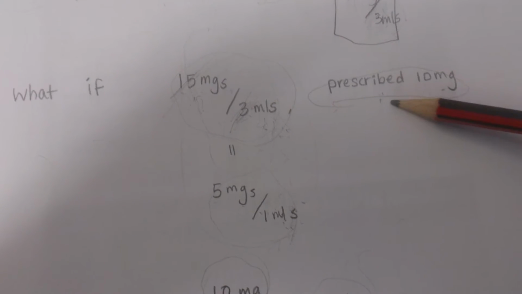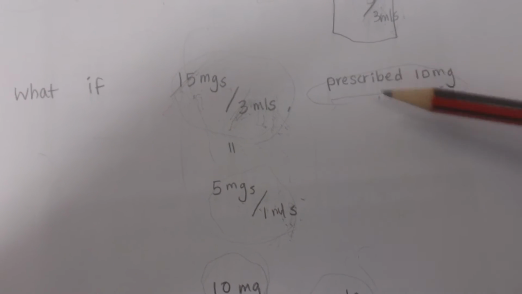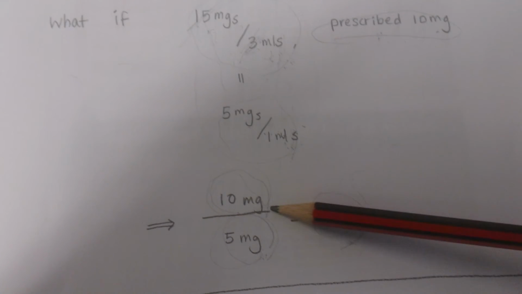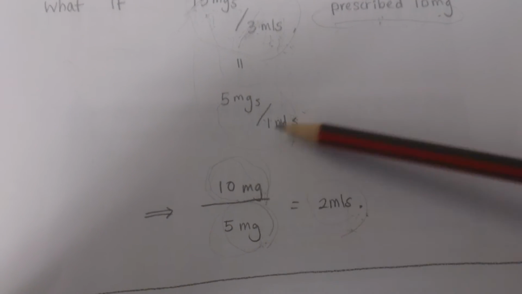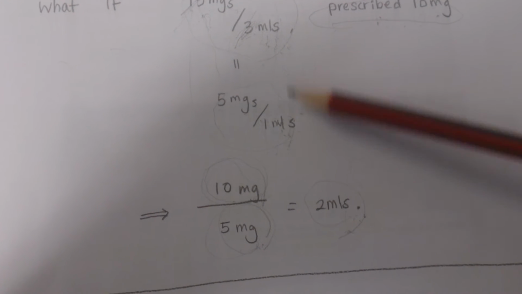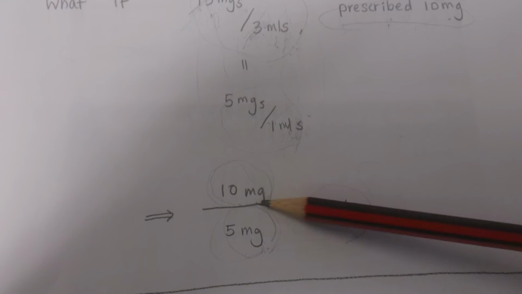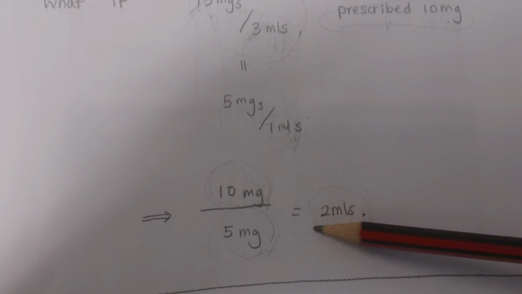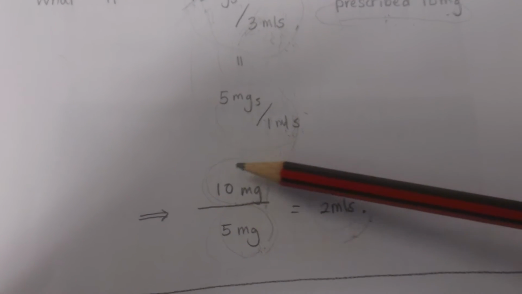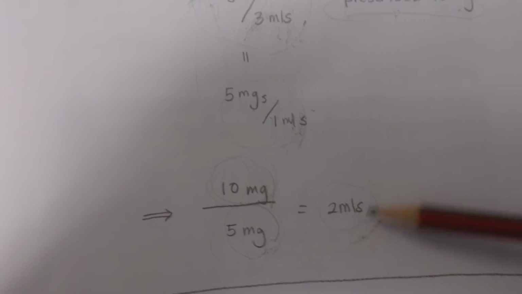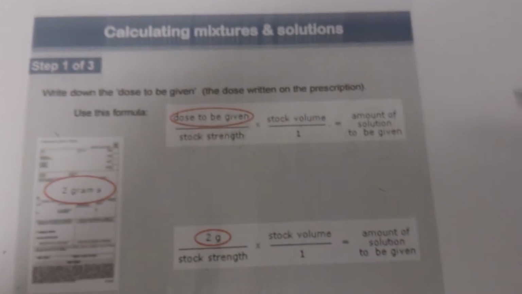And we need to administer 10 milligrams, it says. So what we want is 10 milligrams over what we got, and we already converted that into per mL. So 10 milligrams over 5 milligrams. What we want over what we got. And that gives us 2 mLs. Okay, that's one way of doing it.